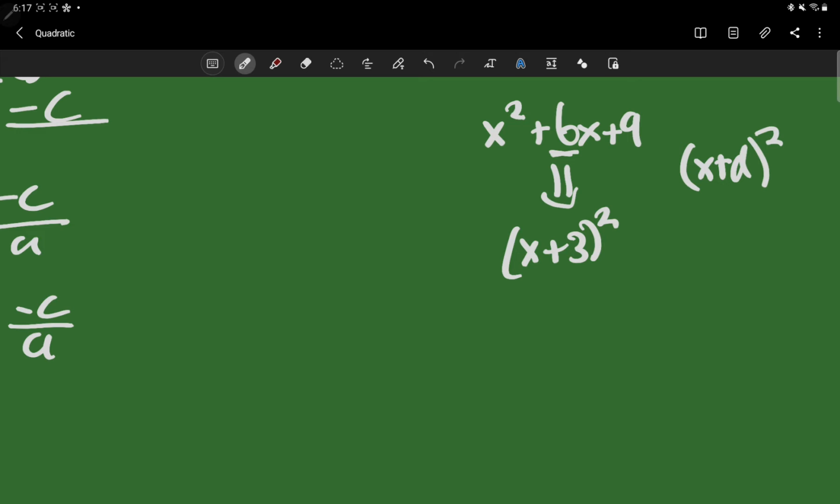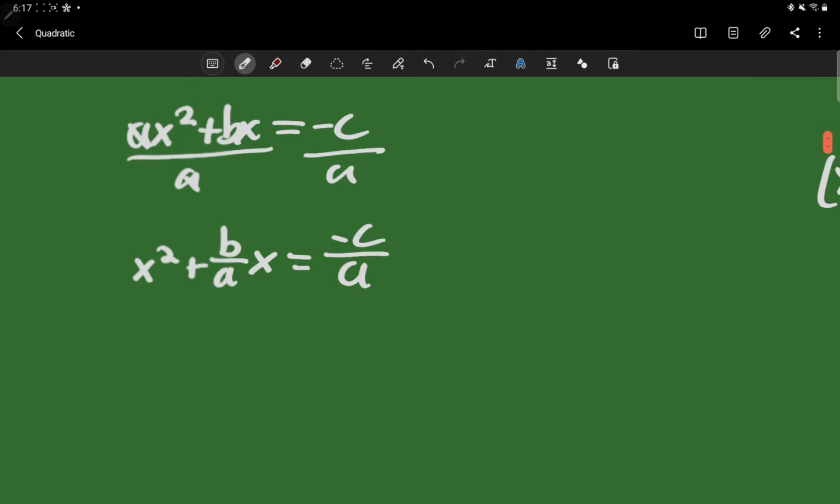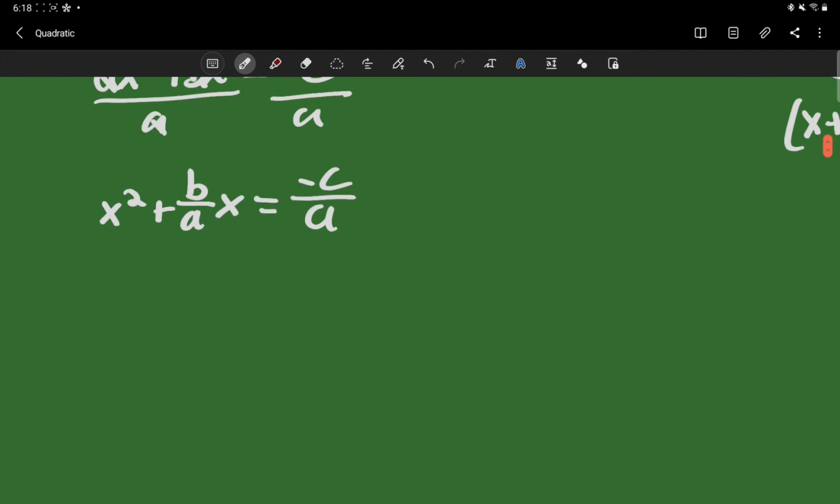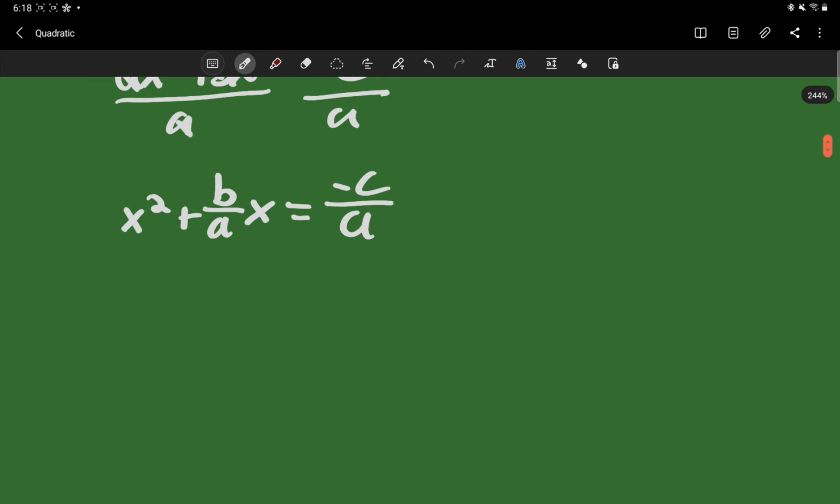And if you were to FOIL that out, which, by the way, be sure to check out my other video on foiling, you would see that it comes right back out to this. So that's what we're going to do. It seems a little complicated, but we're just going to take half of the b term, square it, and add it to both sides.